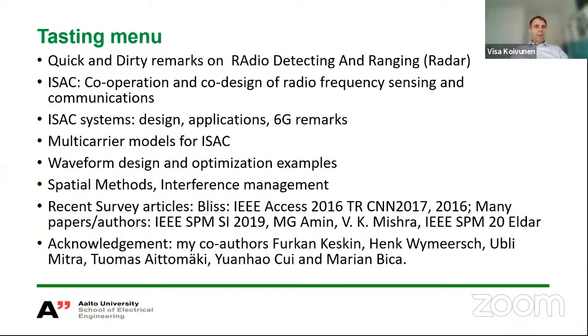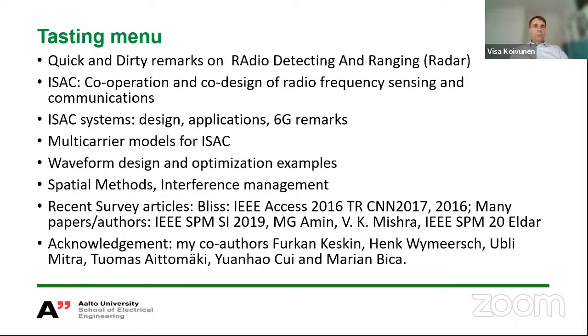So, today's tasting menu. My understanding is that most people attending this talk have a communications background. Therefore, I will briefly walk you through some of the basic ideas of radar, so that you also get an understanding of the other side of the coin, the dual-function system with communication and radar capabilities, and so that you at least recall some of the radar ideas.